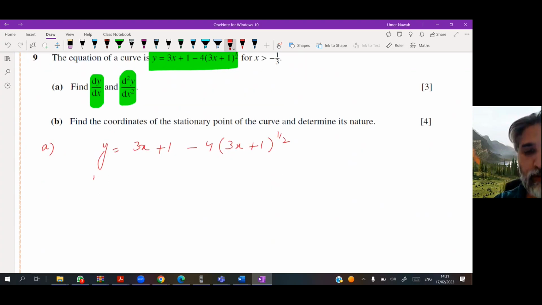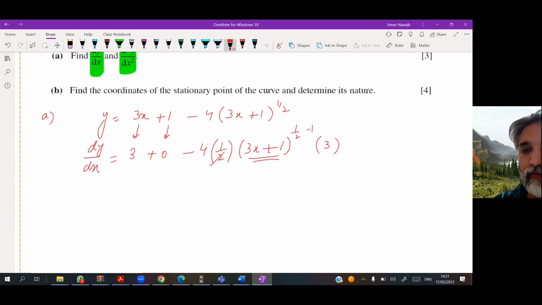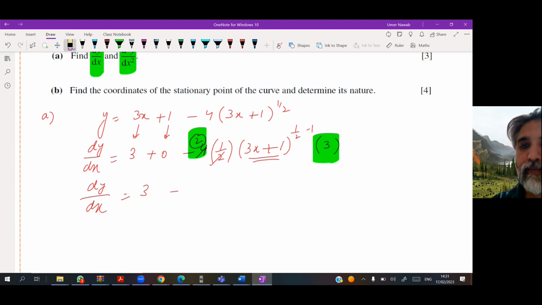Okay, so first derivative, dy by dx. The derivative of 3x is 3, the derivative of 1 is 0, minus 4 as it is, half goes back. So (3x + 1)^(1/2 - 1), and further the derivative of 3x + 1 is 3, because we need to take this derivative. Now 2 cancels with 4, it gives you 2. So dy by dx, I got 3 minus 2, and this 2 is going to multiply with this 3 and makes it 6. 6 and (3x + 1) raised to minus 1/2.